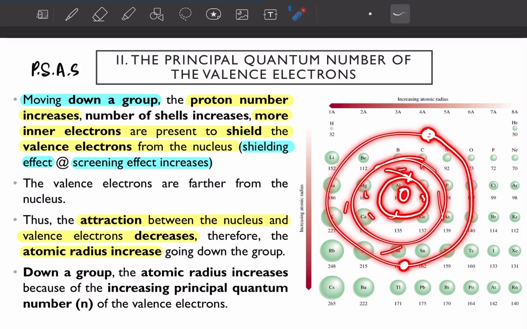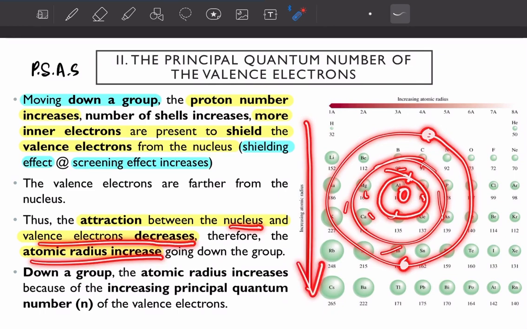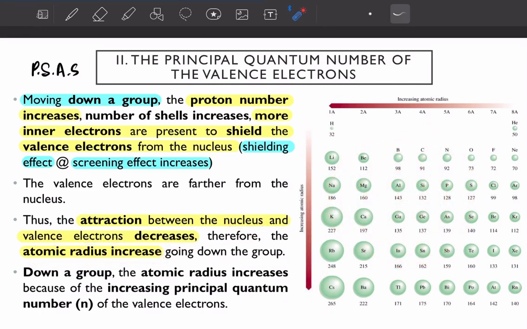So what happens then? The electrons dekat luar sekali ni akan tak dapat banyak attraction lah, sebab dia makin lama makin jauh, dia lebih shielded. So the attraction between the nucleus and valence electrons decreases. Therefore the atomic radius increases going down the group.